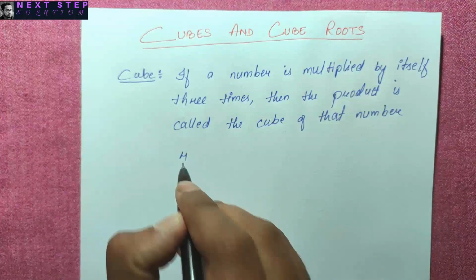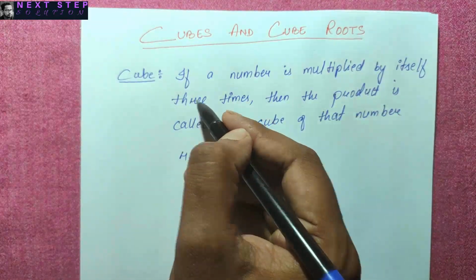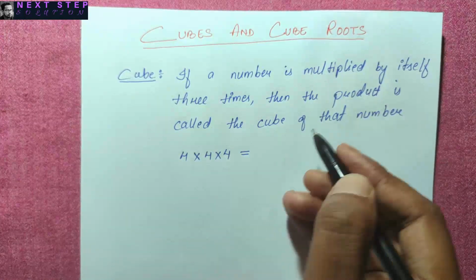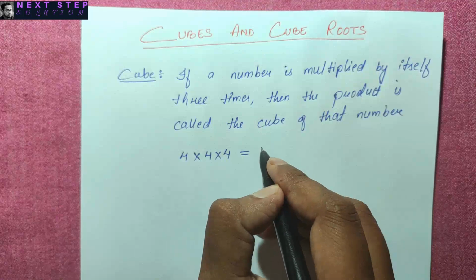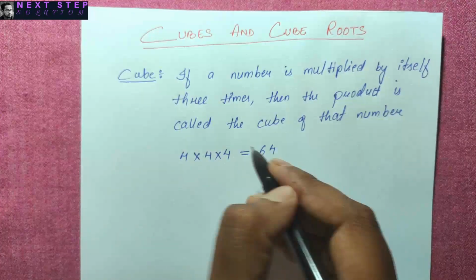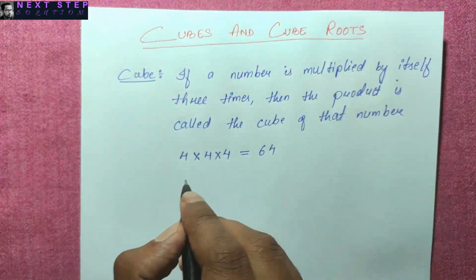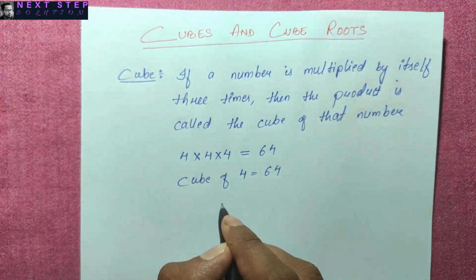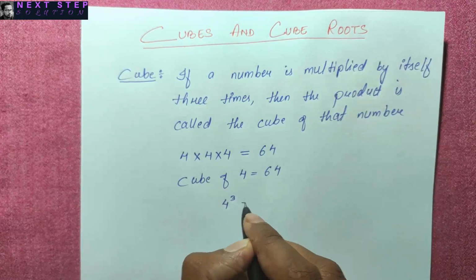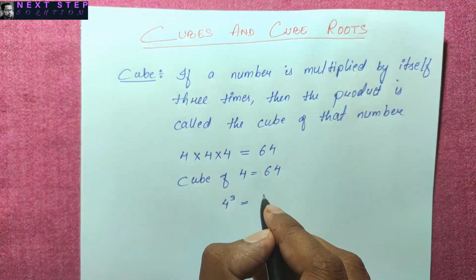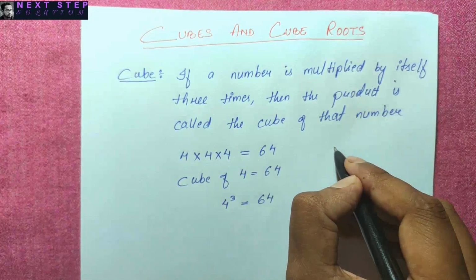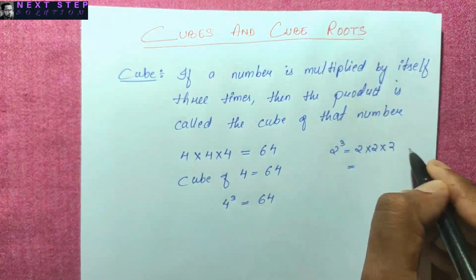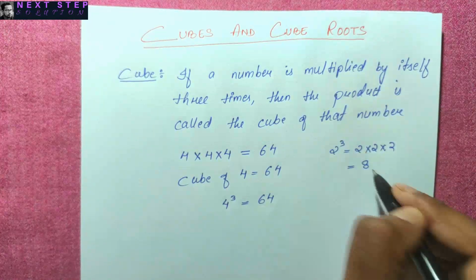Say 4. If 4 is multiplied with itself 3 times, the product: 4 4s are 16, 16 4s are 64. The product 64 is called the cube of that number. So cube of 4 is 64. This can also be written as 4 cube. This has the same meaning. 4 cube is equal to 64. Furthermore, if we have 2 cube, it means 2 is multiplied with itself 3 times, the product is 8. So 2 cube is 8.